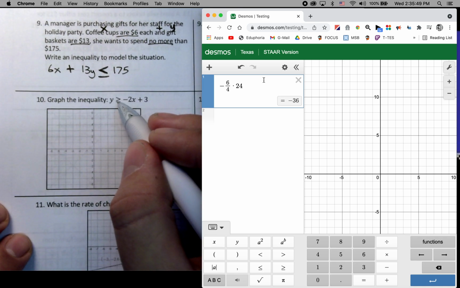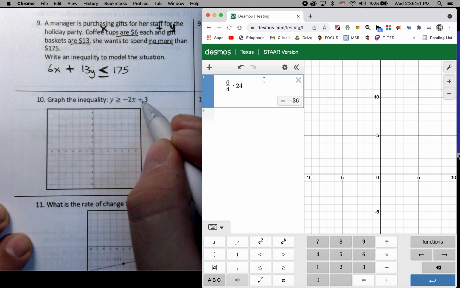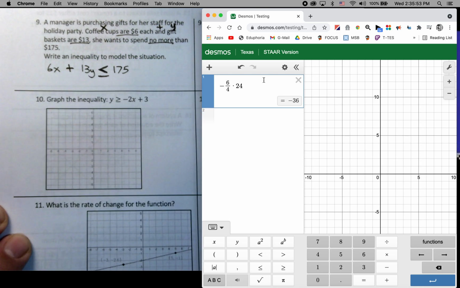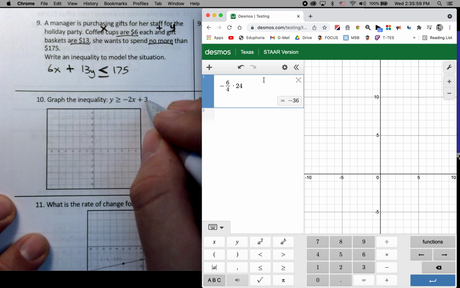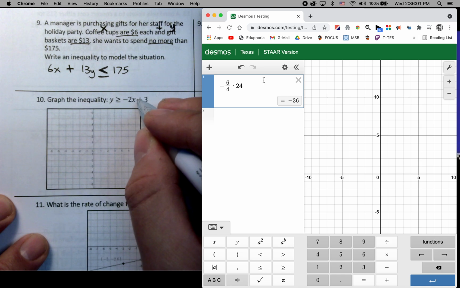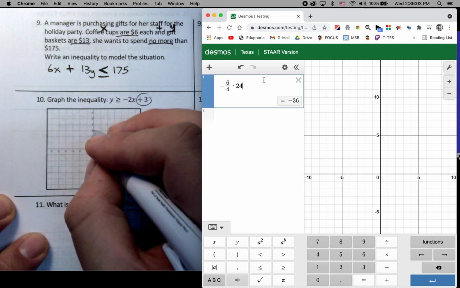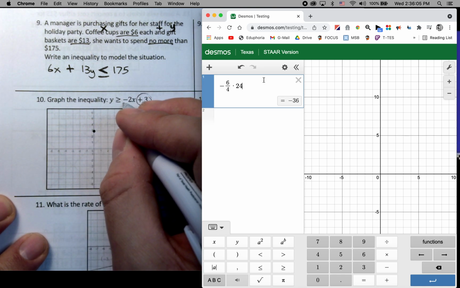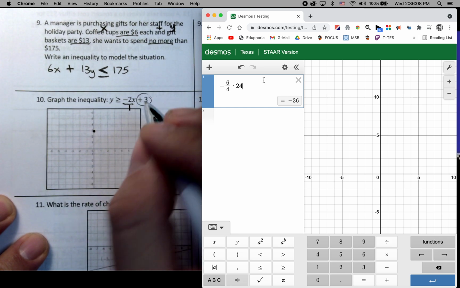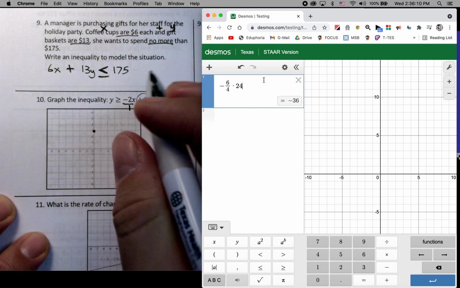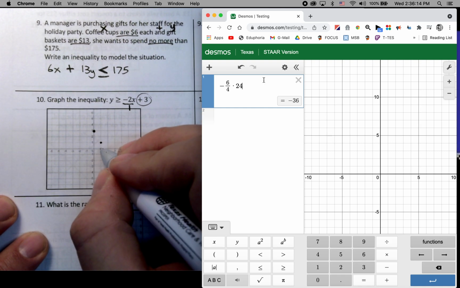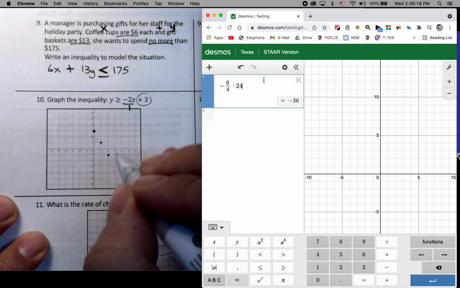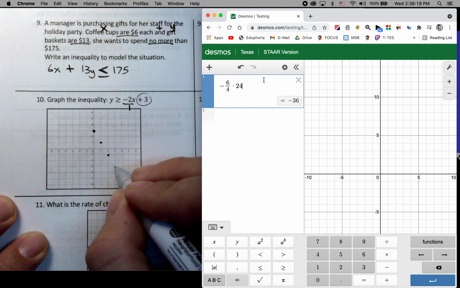Y is greater than or equal to negative 2x plus 3. Now, this is already in slope-intercept form. Awesome. So what I'm going to do is graph this using the intercept, which happens to be positive 3. And then I'm going to use the slope of negative 2. Now, I'm going to put that over 1. That helps me visualize it. So from there, I'm going to fall 2, right 1. Fall 2, right 1, and so on.